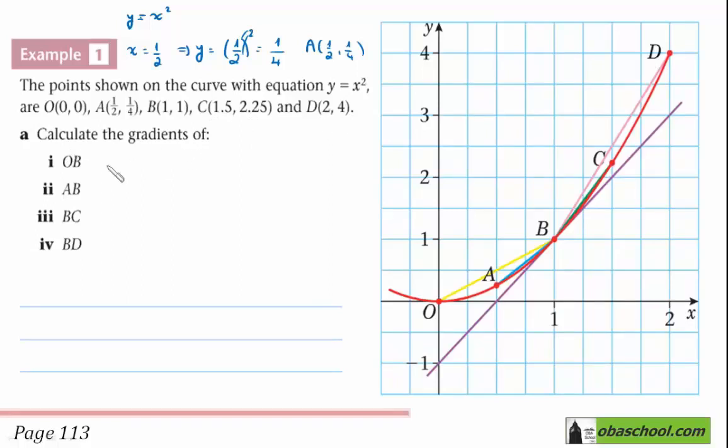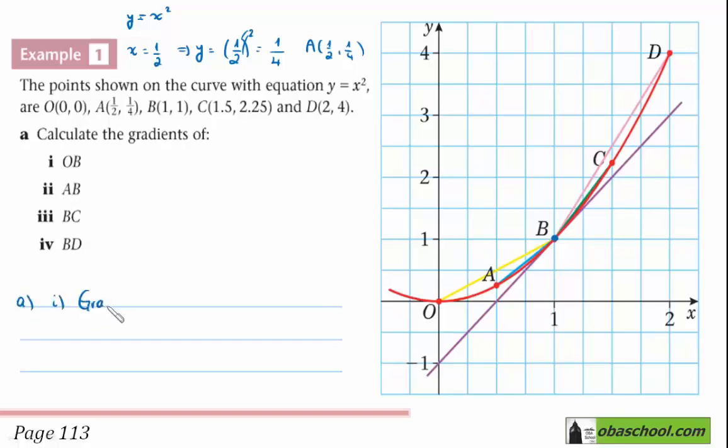Now, part A, we are asked to find the gradients of OB, AB, BC, and BD. These points are on the curve, and we have a tangent at the point B. Then, in order to find the gradient of the tangent at B, we are going to find the gradients of the chords OB, AB, BC, and BD.